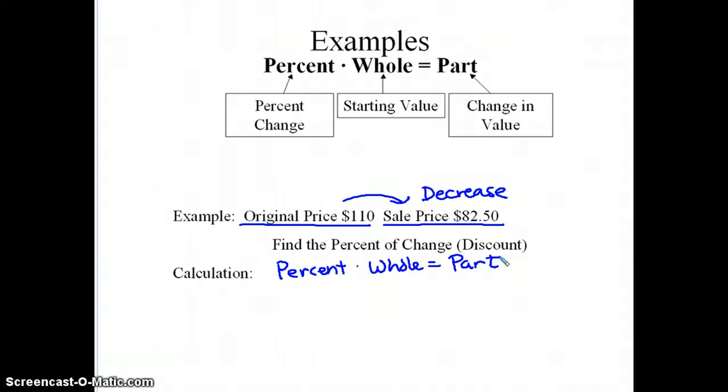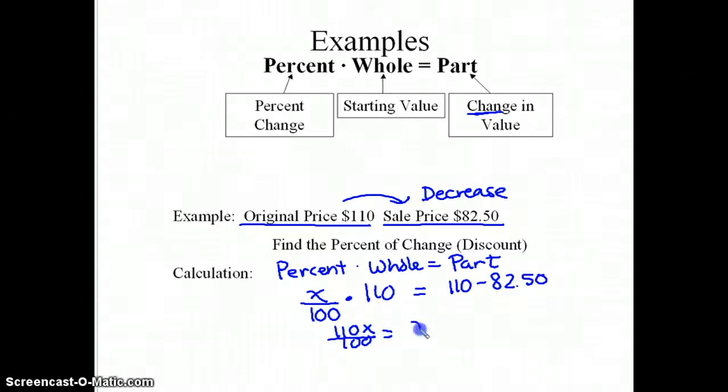So my percent, I don't know what that is. Percent is out of 100, so I have x over 100. My original price is $110. And then the part, that, again, up here is the change in value. So I will be taking 110 and subtracting 82.50. So on the left-hand side, I have 110x over 100 is equal to 27.50.